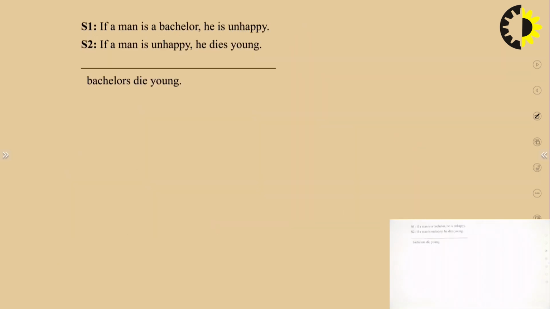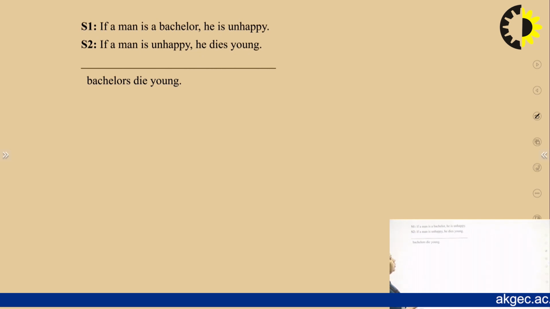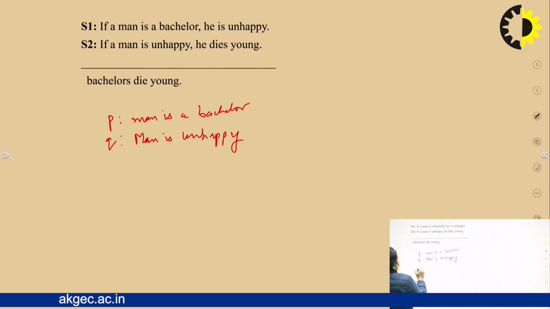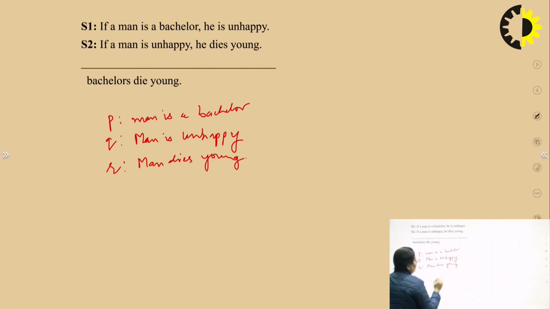Okay. Next one. If a man is a bachelor, he is unhappy. So next one is, if a man is unhappy, he dies young. So let's find out first. These are the conditional statements. So what the conditional statement is doing and how we can conclude. So we have to check the validity of the argument. So let us assume P as man is a bachelor and Q as man is unhappy, and third one is R, man dies young.